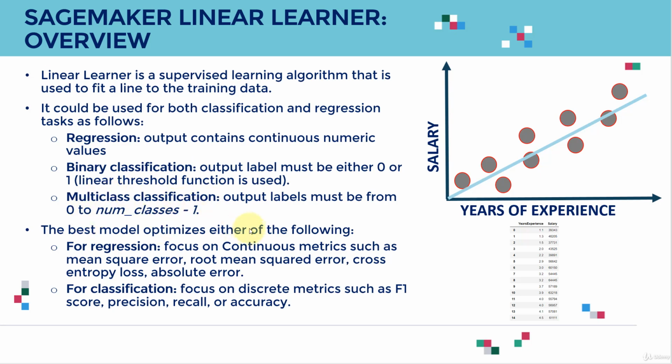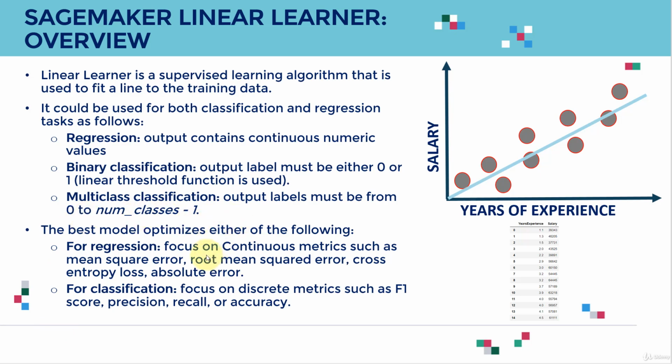For multi-class classification, the output must be between 0 and num classes minus 1. So I actually have num classes, a lot of other categories or classes. For example, for self-driving cars, you want the car to be able to classify images of different traffic signs. So it wants to classify a stop sign, a yield sign, 30 kilometers an hour, 50 kilometers an hour, and so on. And that's a type of multi-class classification problem.